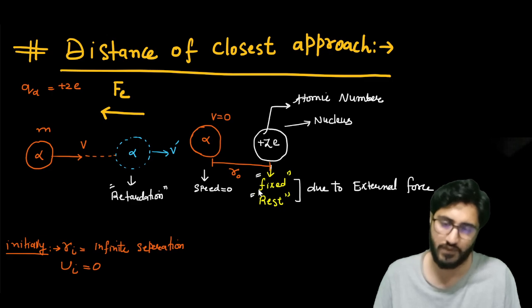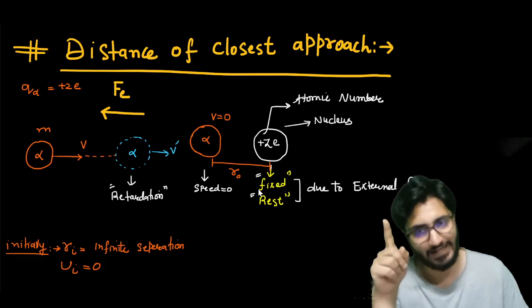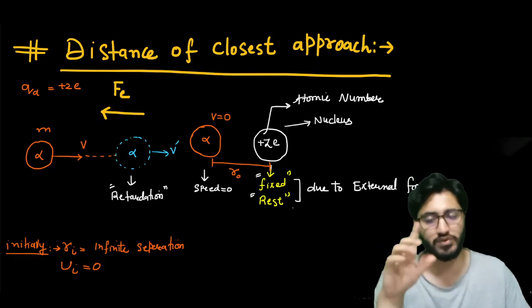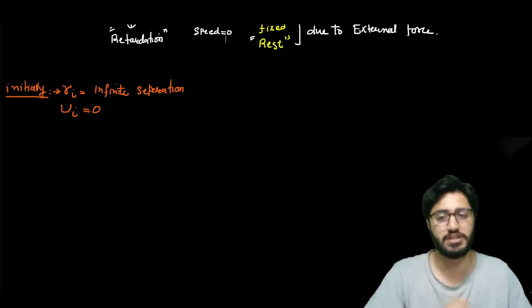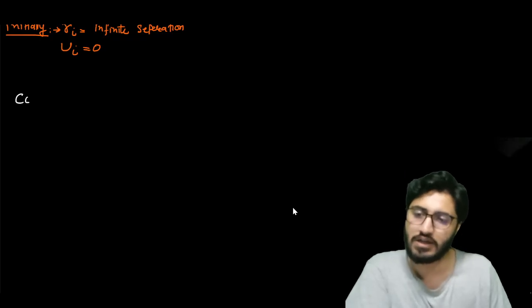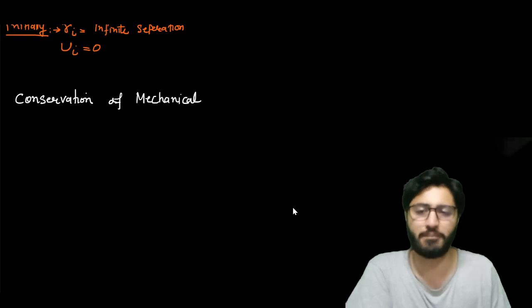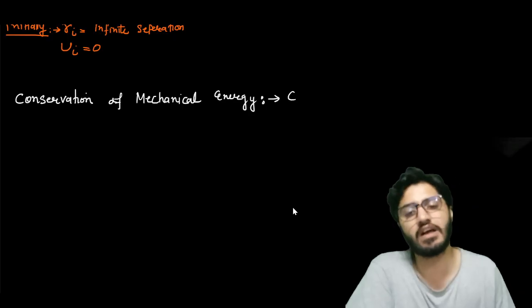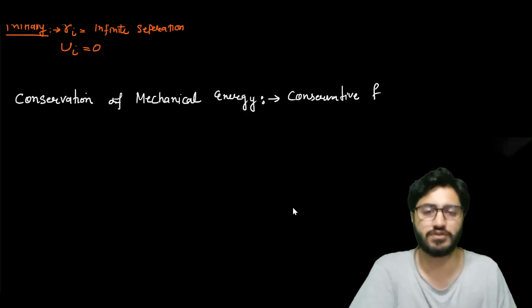Here my alpha particle speed will be zero. Now we have to apply two things: conservation of mechanical energy and conservation of linear momentum. Just have a look at the screen and remember it. The first is conservation of mechanical energy. We can use this conservation if we have a conservative force here.